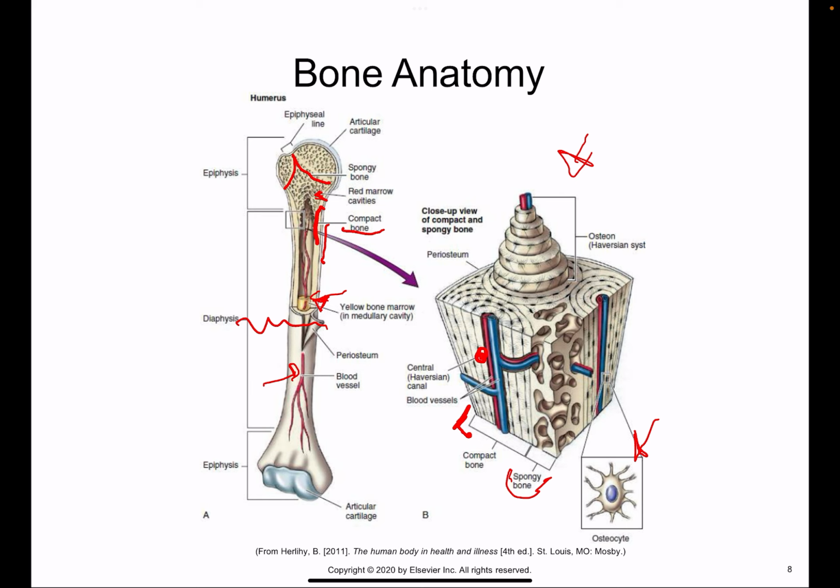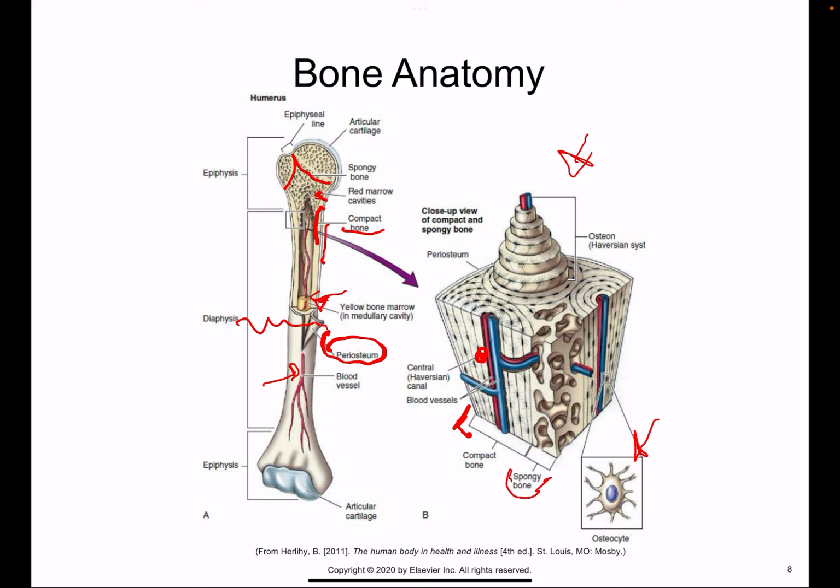Now, over here is the periosteum. The periosteum is protecting the lining of the bone. So the compact bone is the inner lining, but the periosteum is more so the outer lining, protecting that inner lining. And what am I missing? Okay, so very cool.